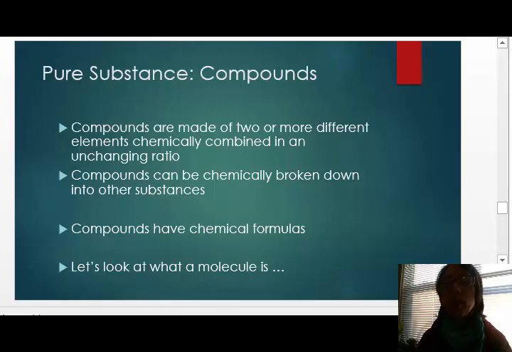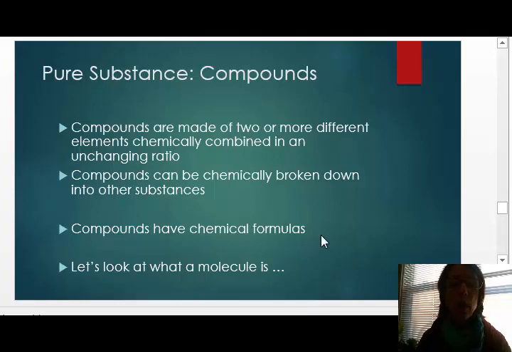Elements are one type of pure substance and compounds are the other type of pure substance. Compounds are made of two or more elements which are chemically combined in an unchanging ratio. Compounds can be broken down by chemical reactions to form other substances.